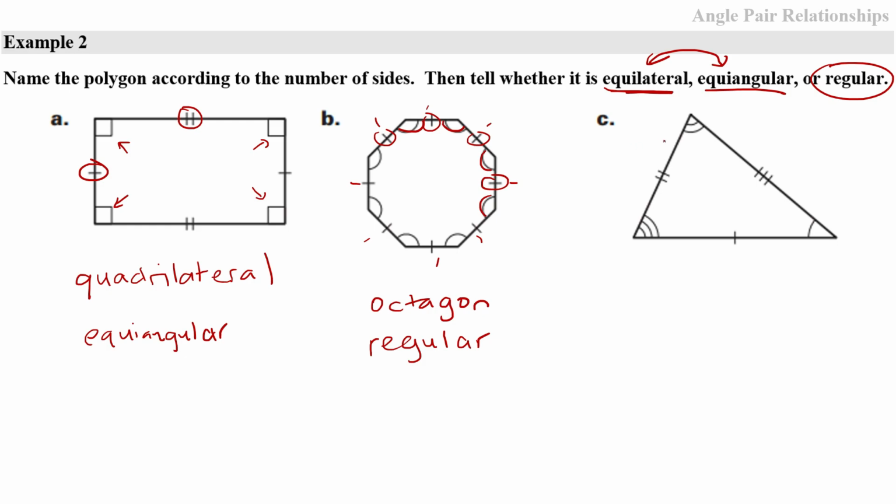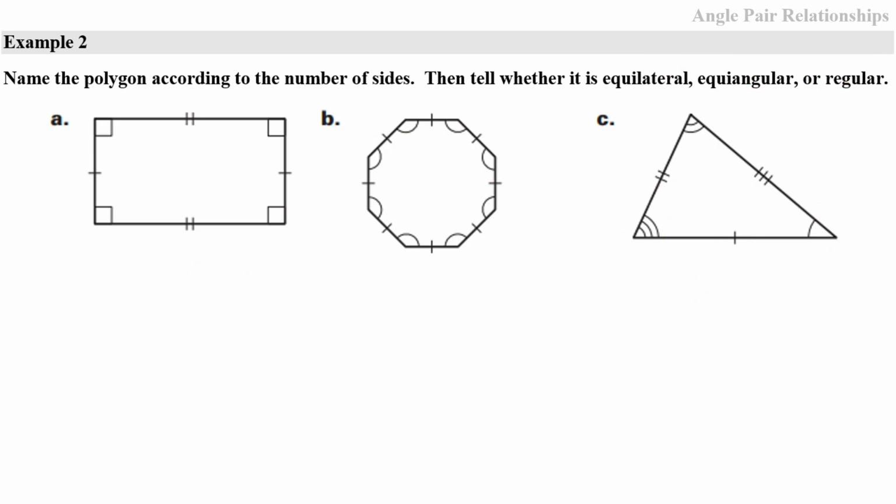For C, if you look at it, it has 3 sides, so it's called a triangle. But if you notice, the sides are not equal, and the angles are not equal. So it's just a triangle. It's not equilateral, it's not equiangular, and therefore it's not regular. It's just a triangle.